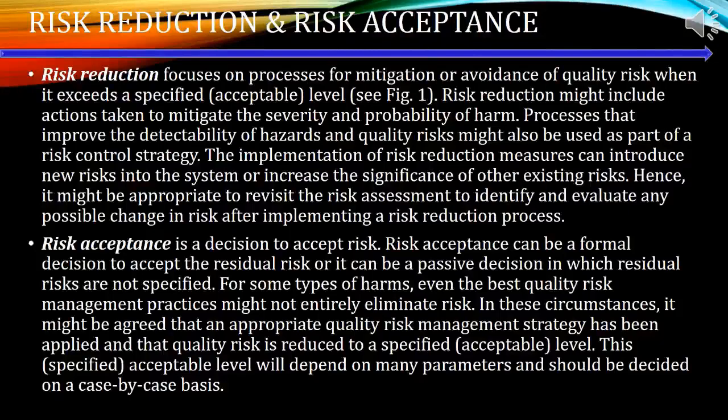Risk reduction focuses on processes for mitigation or avoidance of quality risk when it exceeds a specified, acceptable level, see Fig. 1. Risk reduction might include actions taken to mitigate the severity and probability of harm. Processes that improve the detectability of hazards and quality risks might also be used as part of a risk control strategy. The implementation of risk reduction measures can introduce new risks into the system or increase the significance of other existing risks. Hence, it might be appropriate to revisit the risk assessment to identify and evaluate any possible change in risk after implementing a risk reduction process.